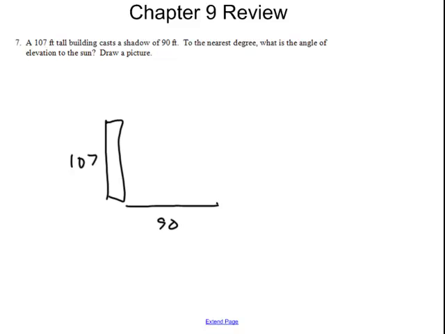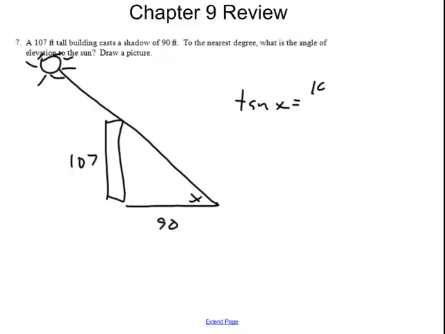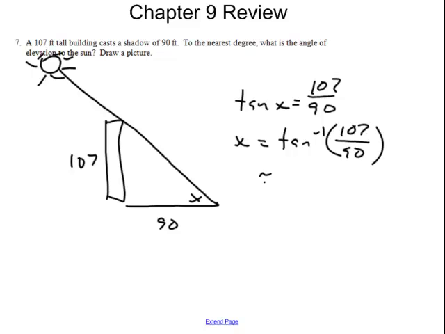And we want to know the angle of elevation to the sun. Well, the sun must be up here if it's making an angle. So in this particular case, I'm just trying to find this angle of elevation to the sun. Compared to x, I've got the opposite and the adjacent. The tangent of x is equal to 107 over 90. So x is equal to the inverse tangent of 107 over 90, and that is approximately equal to 50 degrees.